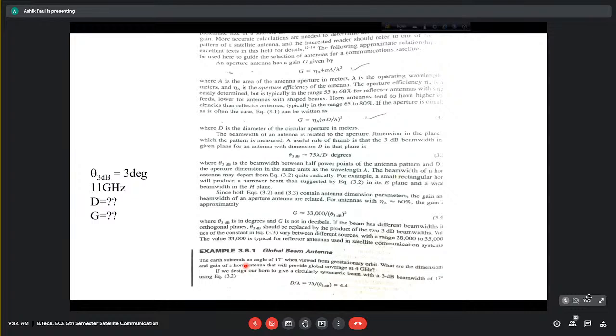Can you see this problem? The Earth subtends an angle of 17 degrees when viewed from geostationary orbit. Can you see this? Yes, sir. What I would like you to calculate is the dimension and gain of the horn antenna that will provide global coverage at 4 gigahertz. This information is already given to you, so you can very easily calculate that D by lambda will be, as you can see, 75 by theta 3 dB, from this simple expression. So just put the values and tell me what will be the dimension and gain of a horn antenna that will provide global coverage at 4 gigahertz, because 4 gigahertz is one of the downlinking frequencies.